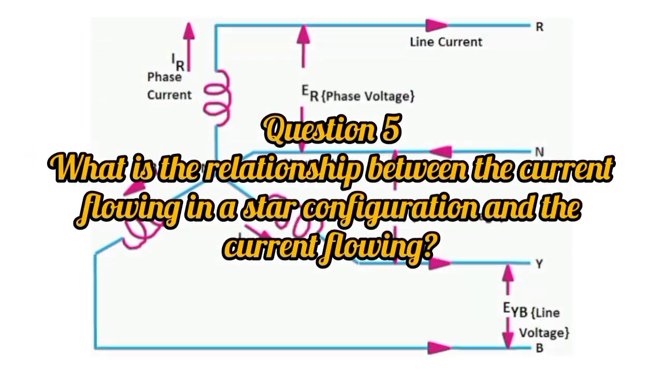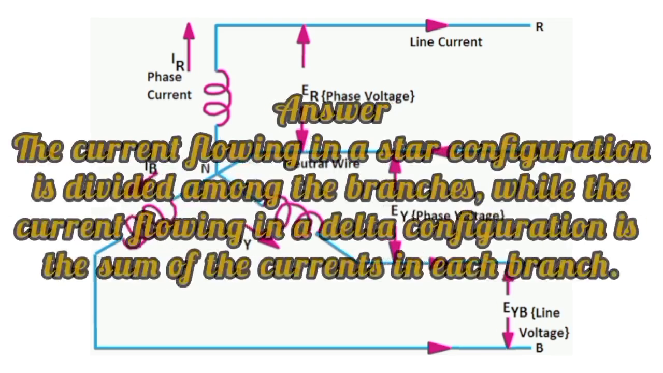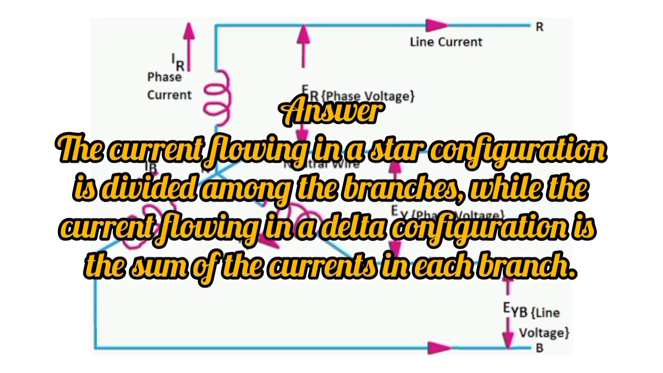Question 5. What is the relationship between the current flowing in a star configuration and the current flowing in a delta configuration? Answer. The current flowing in a star configuration is divided among the branches, while the current flowing in a delta configuration is the sum of the currents in each branch.